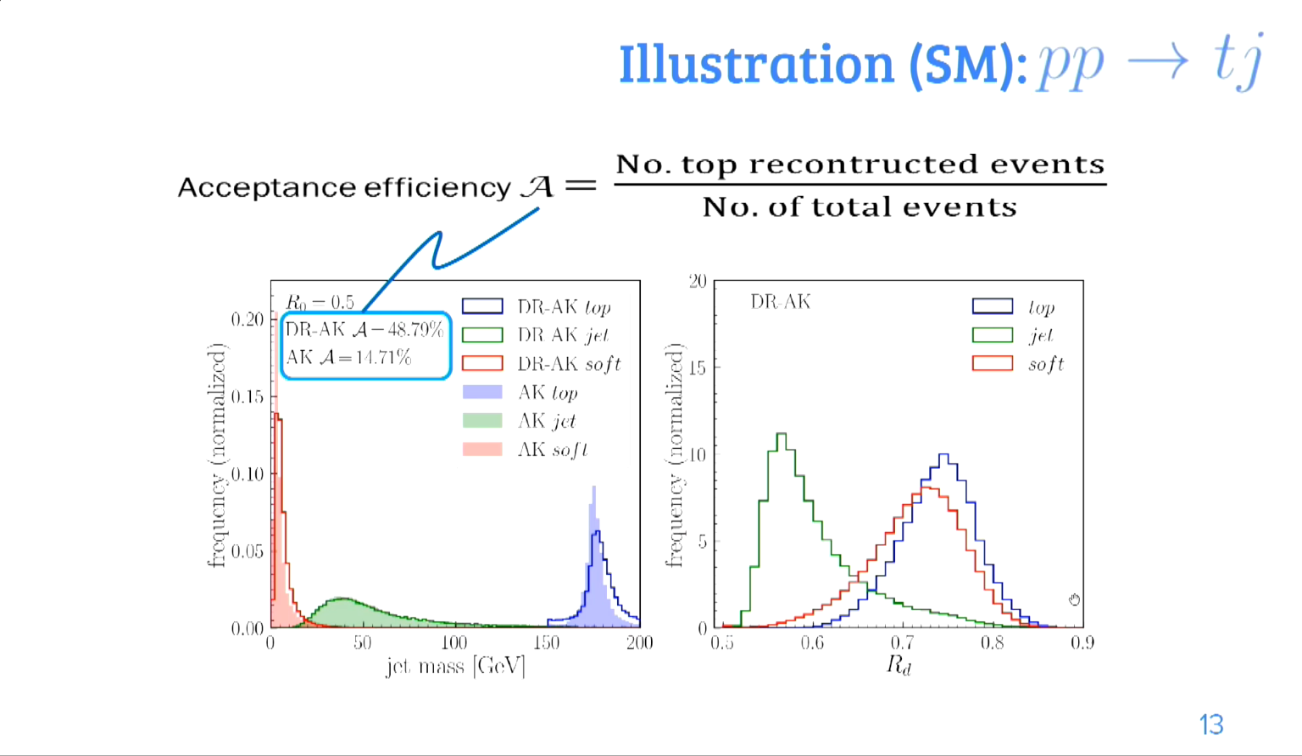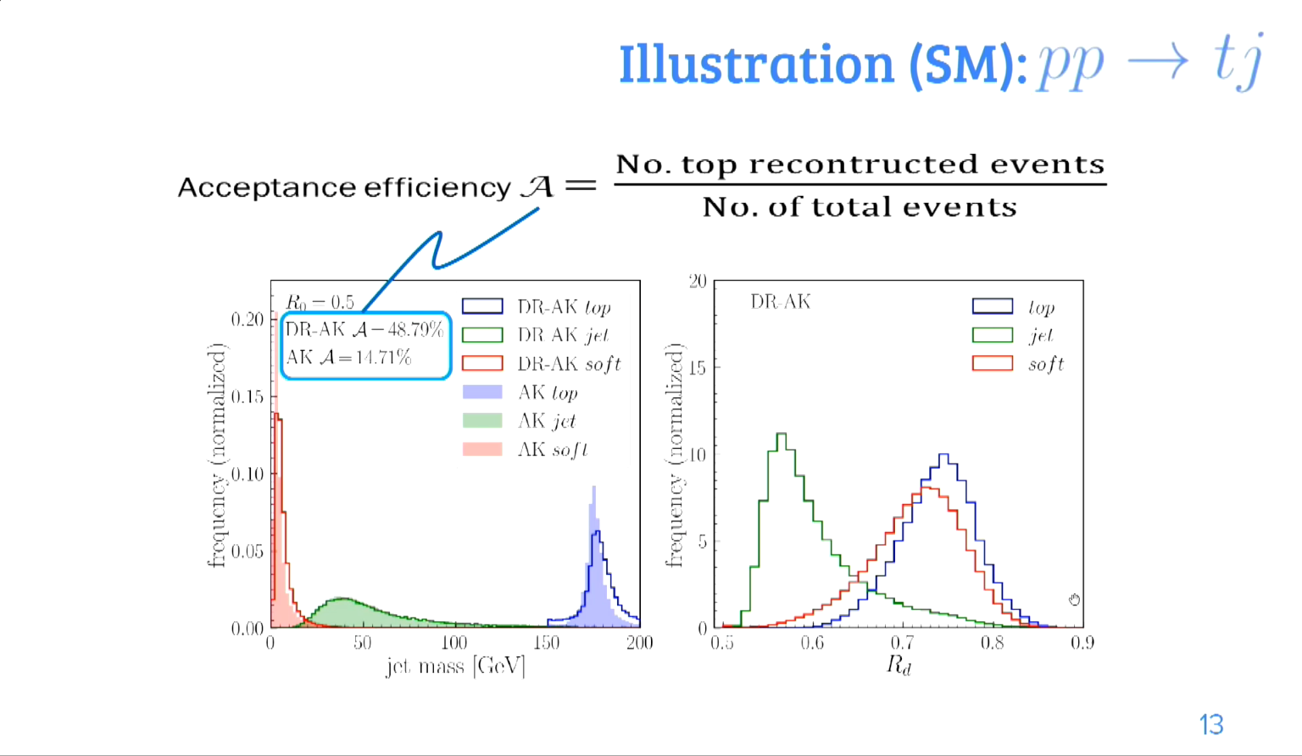How do we define this? This is the number of tops we could reconstruct with a particular algorithm divided by the total number of events that we produced. For the standard anti-kT algorithm with 0.5 radius, we could capture only 14% of the events that we generated, whereas with our algorithm we could capture roughly 49% or 50% of events. So that is a big improvement that we can show.